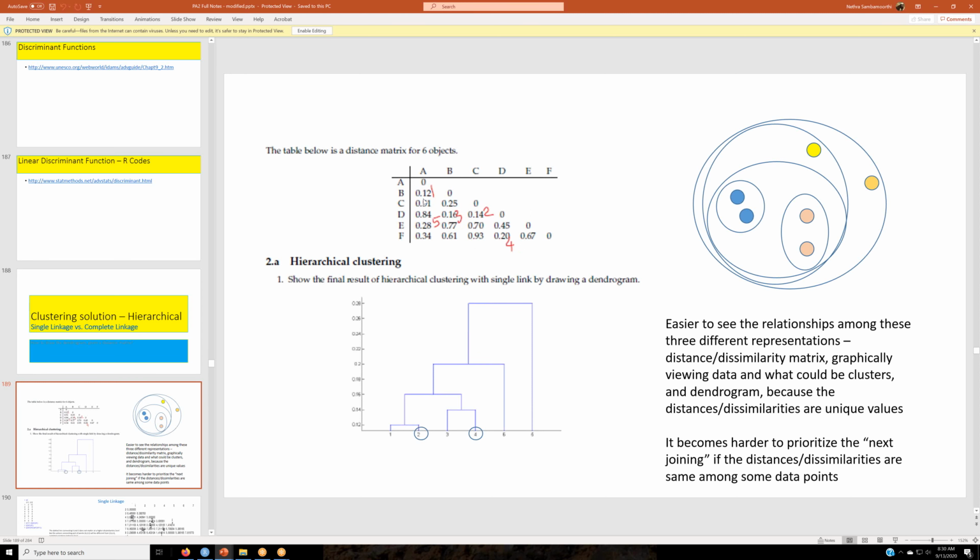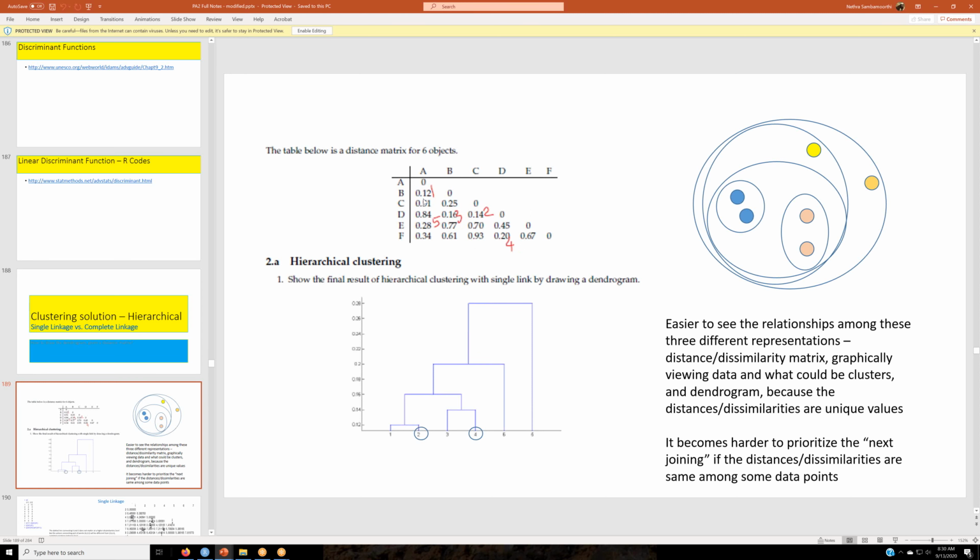So this 0.12 says that the first observation A and B, or in this case 1 and 2. It's the same as A, B, C, D, E, F being the same as 1, 2, 3, 4, 5, 6. Okay, everybody, good. You understand what I'm talking about right now? I'm referring to this distance matrix, and this distance matrix to this dendrogram.